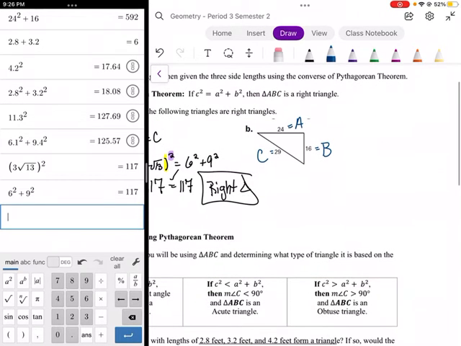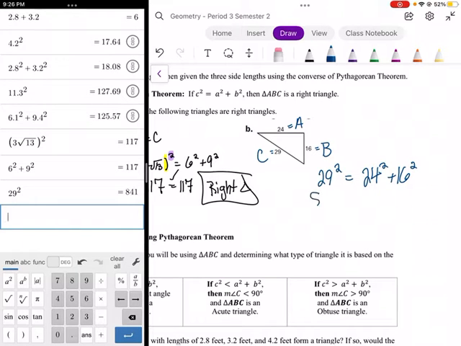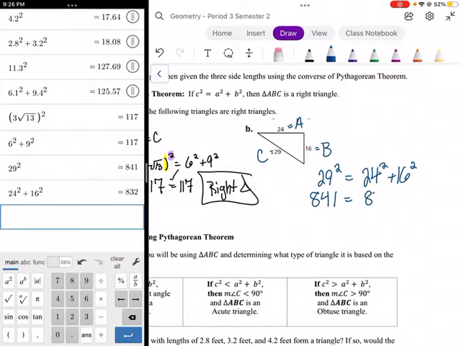So for this one, when you set it up, you could have had 29 squared equals 24 squared plus 16 squared. And again, I'm just going to go to my calculator, type this all in, 841, and then we have 24 squared plus 16 squared, which equals 832. Now these are close to each other, but they're not equal to each other. So this one would not be a right triangle.